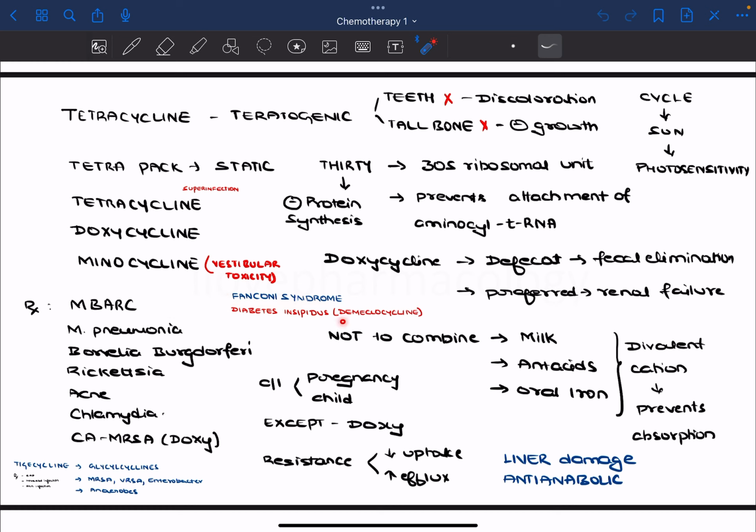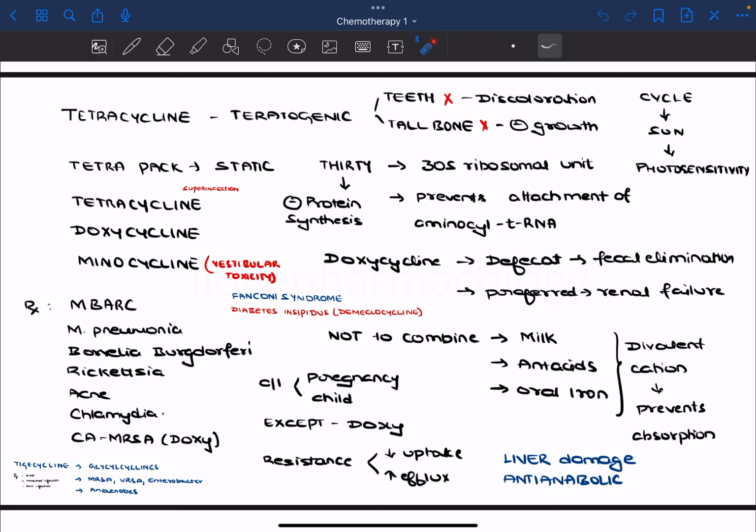And apart from that, demeclocycline is also a type of tetracycline. This demeclocycline has anti-ADH action, anti-diuretic hormone action. Thereby, it can cause a diabetes insipidus-like condition. Apart from that, tetracycline will also damage the liver. So you should be very careful when you are using tetracycline in case of pregnancy. It can cause acute hepatitis. And also it has an anti-anabolic effect. It breaks down the proteins.